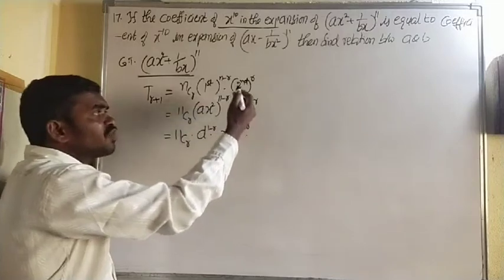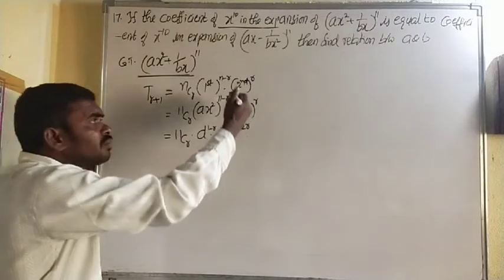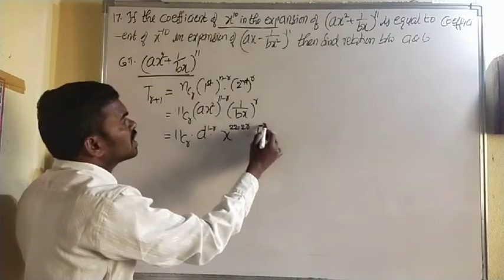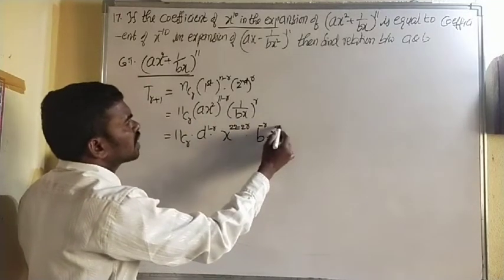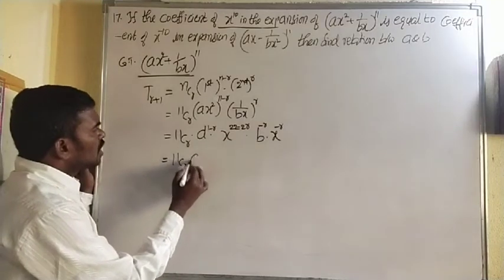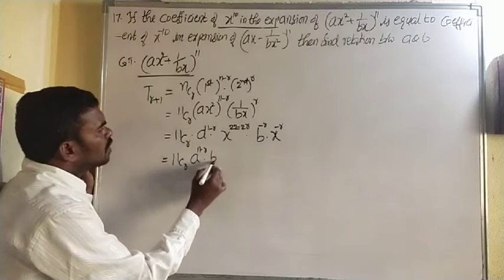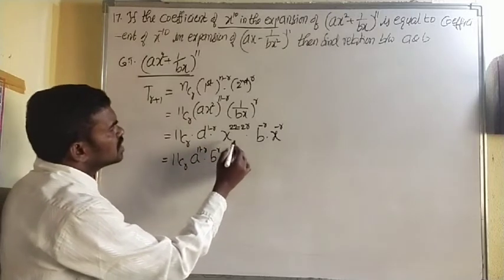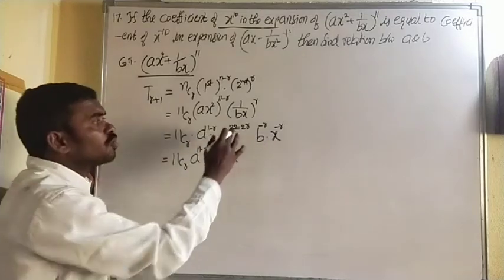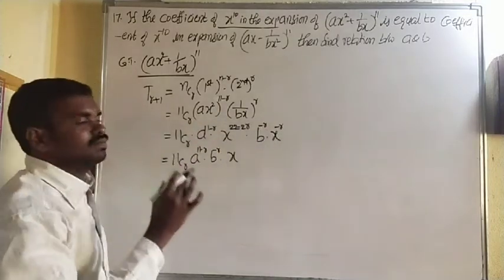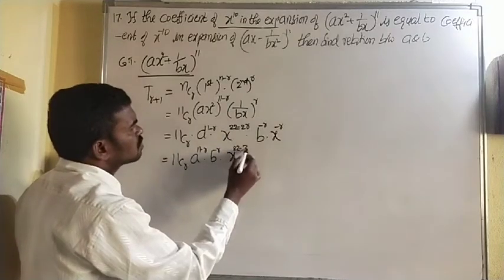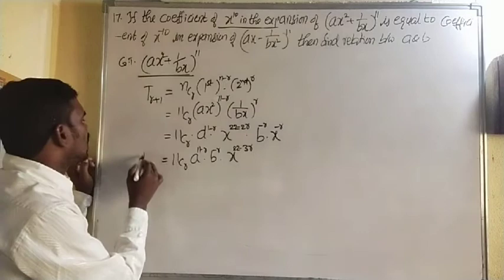So 1/b we can write as b^-1, and 1/x means x^-1. So b^(-r) and x^(-r). Simply, this is 11Cr a^(11-r) b^(-r) x^(22-2r-r). See, the bases are the same and it is multiplication, so the powers can be added. So 22 minus 2r minus r becomes 22 minus 3r. So this is the general term of the first expansion.